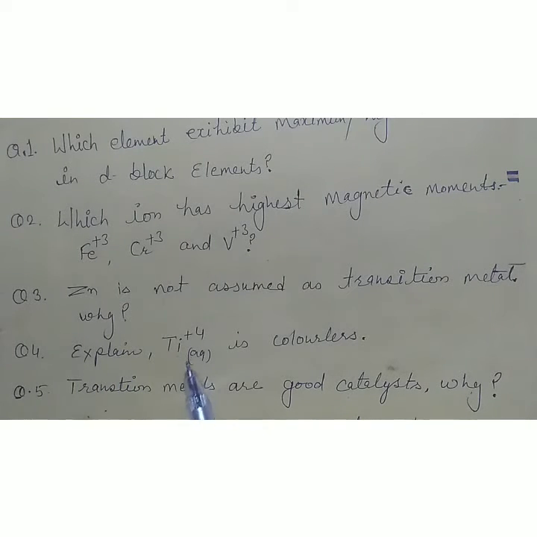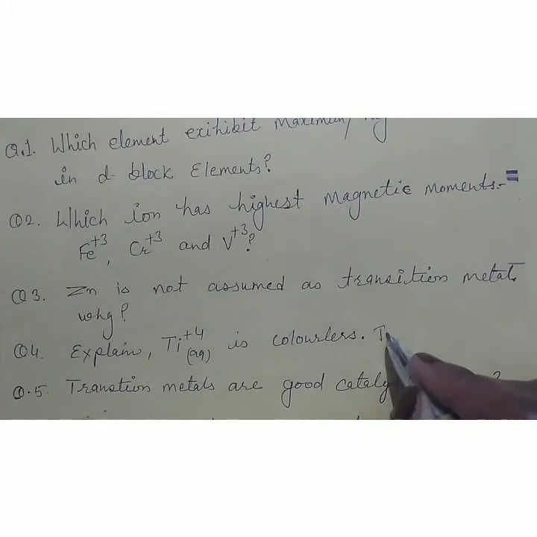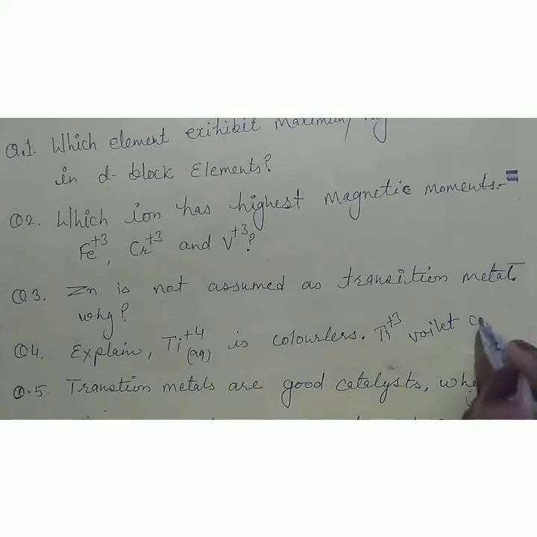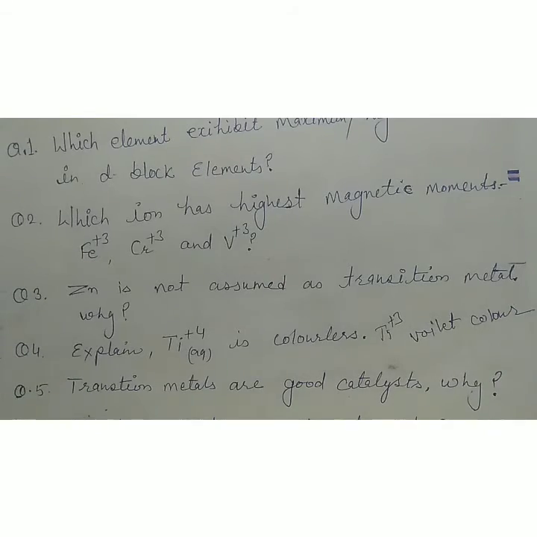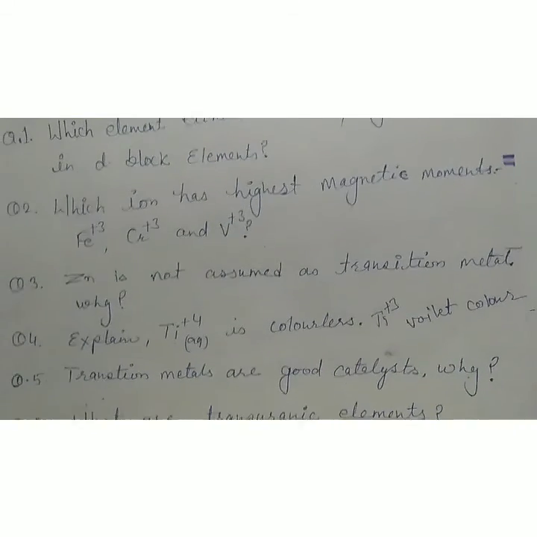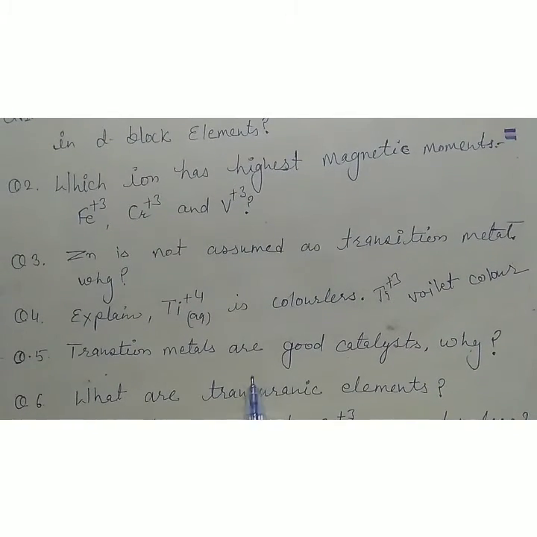Next, explain why Ti+4 is colorless. The aqueous solution of Ti+4 is colorless, while Ti+3 is of violet color. What's the reason? You have to tell. Next, transition metals are very good catalysts. Why?